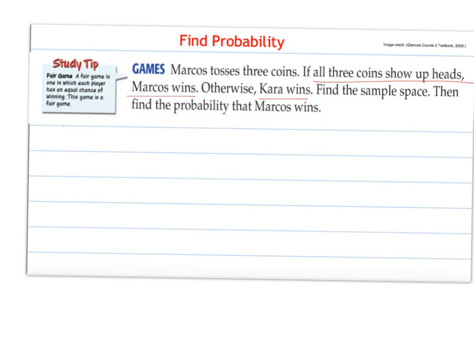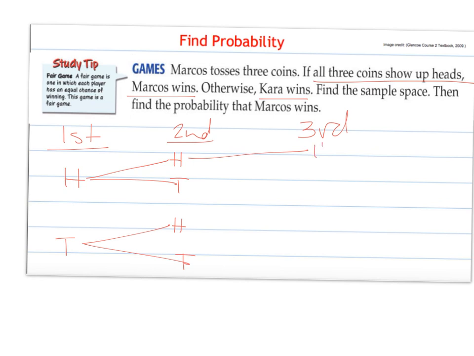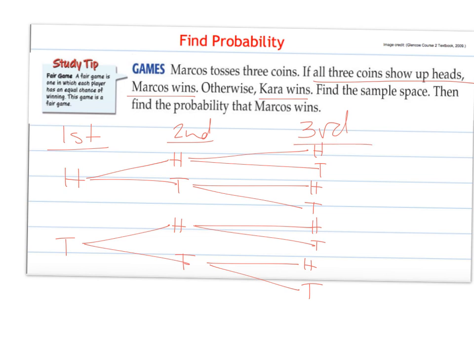So 3 coins. So we know that the first event is the first coin. So the first options are heads and tails. The second event would be tossing a coin again, and you can still get heads or tails, and that could happen for either first event. The third then, again, we can get heads or tails for each event that happened before that. So I write my events, and then what could happen, outcomes after that. So what I notice is that I have 1, 2, 3, 4, 5, 6, 7, 8 possible outcomes, and that's our sample space, 8 possible outcomes. But what's the probability that Marco wins?